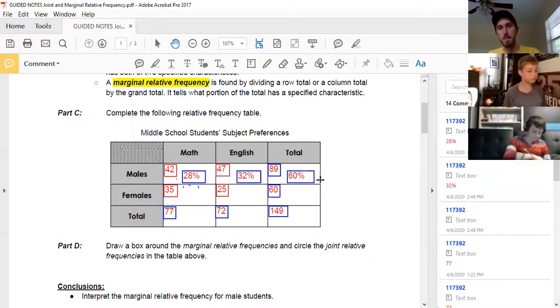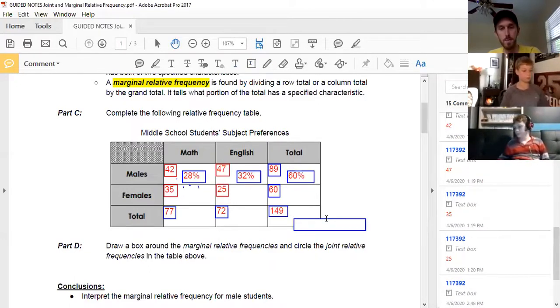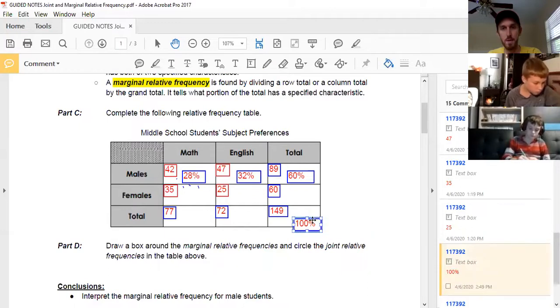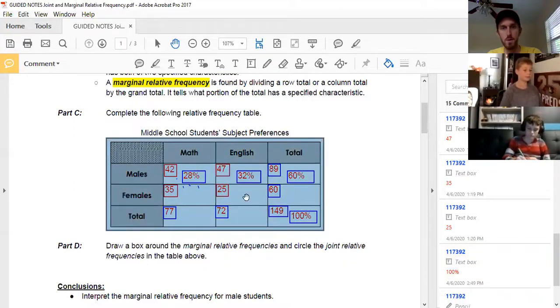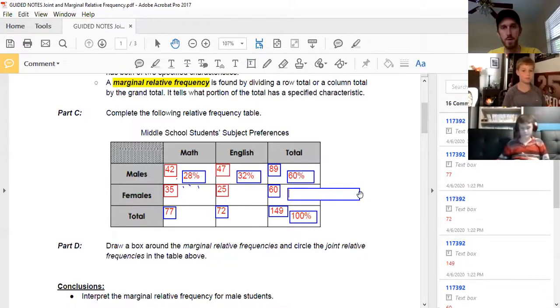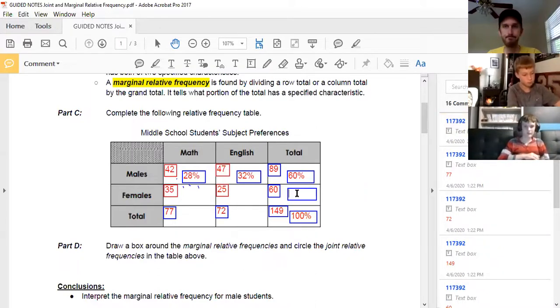Kai's going to do the female row, but what I can tell you for certain is my grand total is 149, so I know that the percentage that goes in the bottom is going to be 100%. 100% of my students were interviewed. Without even knowing all the totals in the female column, Kai, what would you guess is the percentage for the total number of females? 40. Because 60 plus 100 equals 40. No. 100 minus 60 is 40.